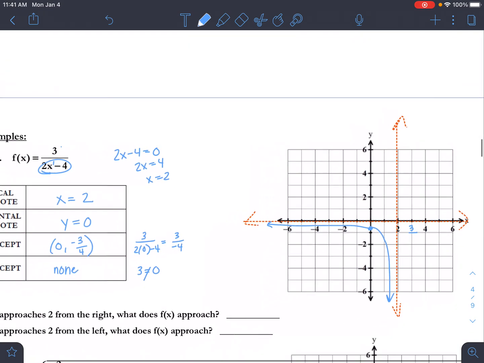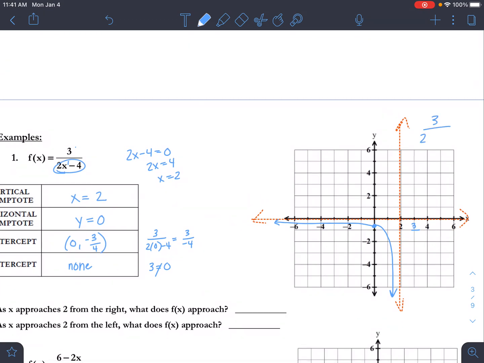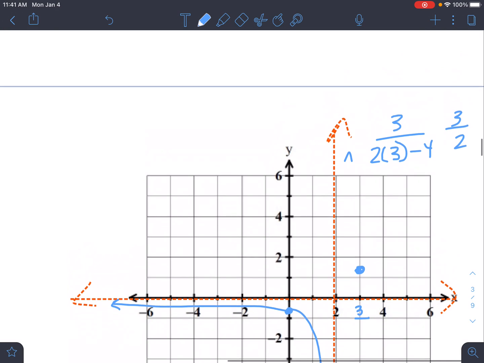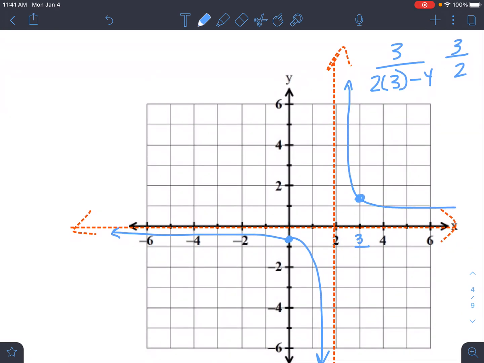Okay, if I plug in 3, 3 over 2 times 3 minus 4. That gets me 3 over 6 minus 4, which is 2. That means I would plot at 3, 1.5. Now, you don't have to actually plot that point. You could just say, oh, it's positive, so I'm above the x-axis. This is totally fine with me. If you like plotting a point, go ahead. 1.5. I know I have to go through this point.